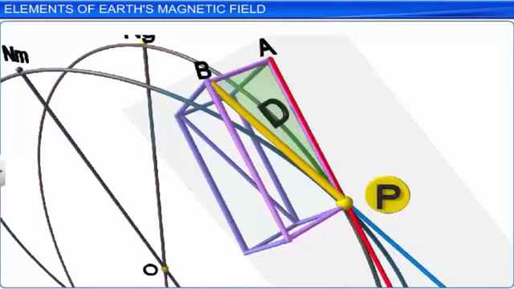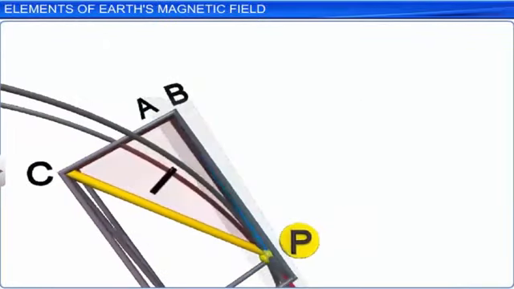The length of the line PB, to some scale, represents the magnitude of the horizontal component, HE, of the Earth's magnetic field at the point B. Rotate the line PB in the vertical plane such that it touches the parallelepiped at C. This angle of rotation is the angle of dip, I, at the point P. The line PC represents the magnitude and direction of the total magnetic field, BE, at the point P.